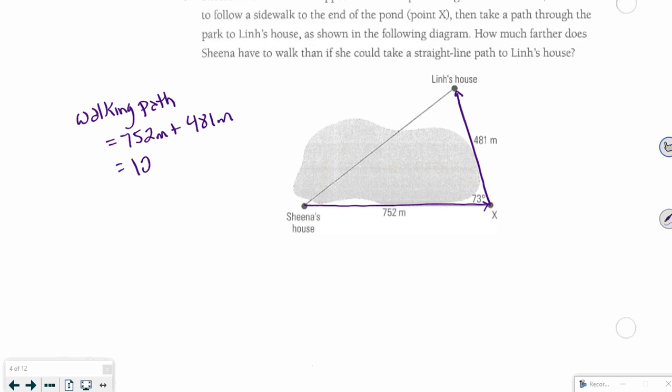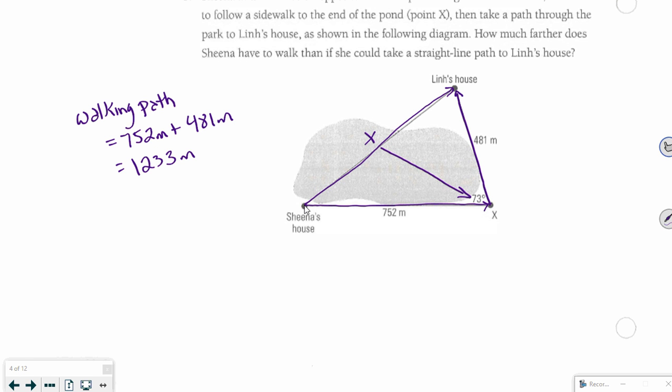So she's walking 1,233 meters. What the question wants to know is if she could just go straight across to Lynn's house, how much shorter is that? We can find this distance as long as we know the angle across from it. And when I look at my angle across from it, I can tell from my diagram it's 73 degrees.